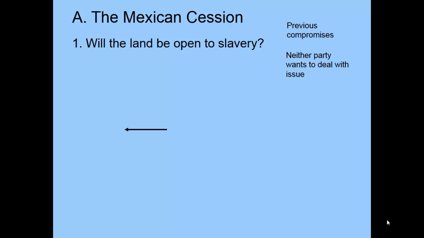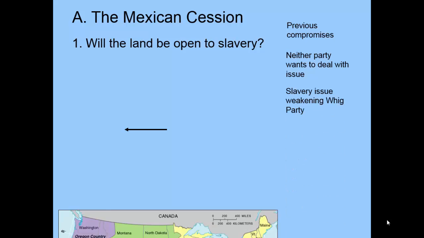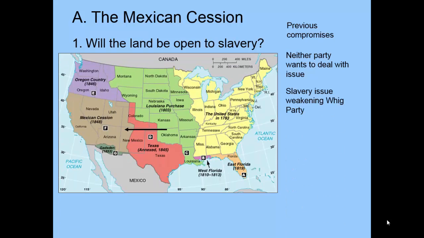So, the Mexican cession. If you remember from our last lecture, the Mexican cession is all the land we acquire from the Mexicans after the Mexican-American War. So let's take a look at that land. On this map, it's that taupe color on the left. And so what we're going to do, previous compromises, let's do a quick review of all the land America gets as we go through our history, or most of it, and talk about the issue of slavery.